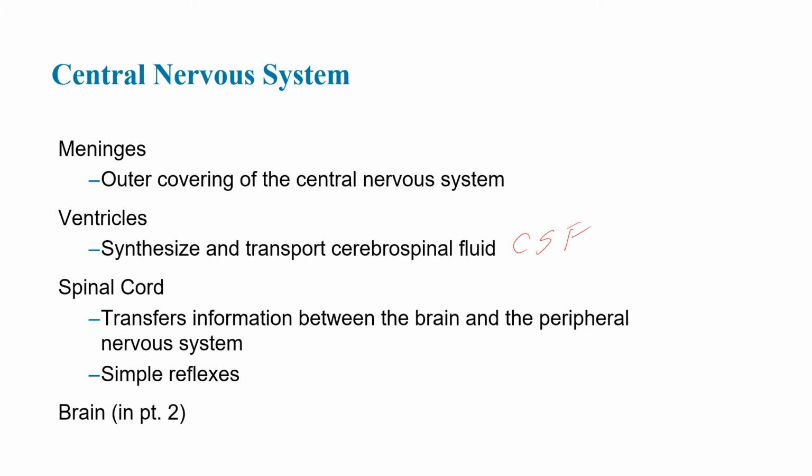And then finally, the part of the central nervous system that we'll be talking about in part 2 is the brain. The brain is the actual bulk of this chapter, so part 2 is going to just refer to the brain. We're going to talk about the central nervous system, and we'll actually get into the peripheral in this one, but the majority of the brain is going to be talked about in part 2.